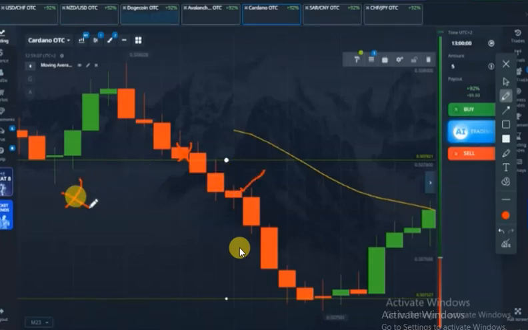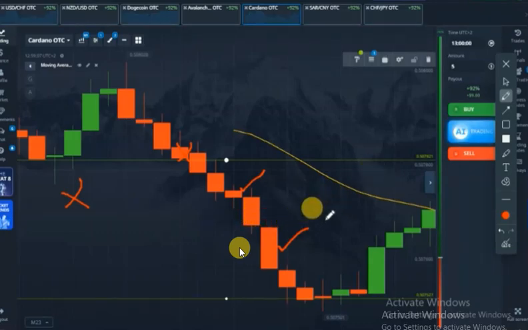And then we also got another spinning top over here. So you also know that you can take this one as continuation trend. But I wouldn't advise taking this one because of this gap down over here. So there's a theory called gap up and gap down.